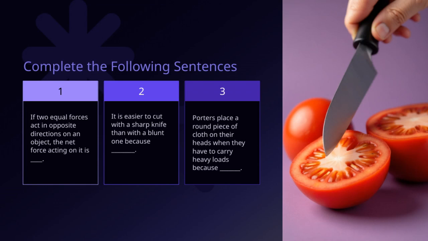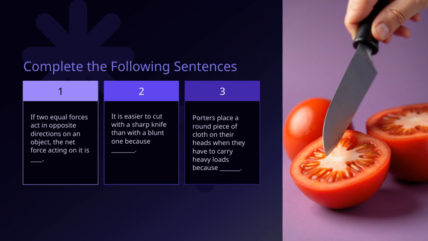When porters place a round piece of cloth on their heads while carrying heavy loads, it's mainly to help distribute the weight evenly. This makes carrying heavy items more comfortable and reduces the strain on their necks and shoulders. It's a simple but effective technique that shows how practical solutions can improve physical effort.